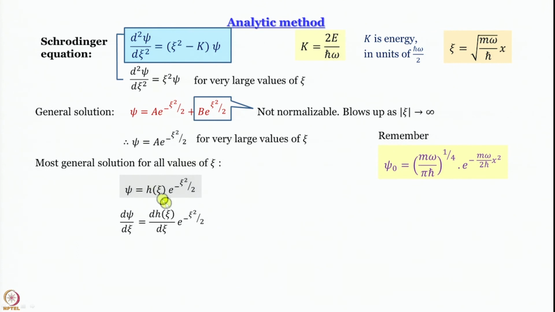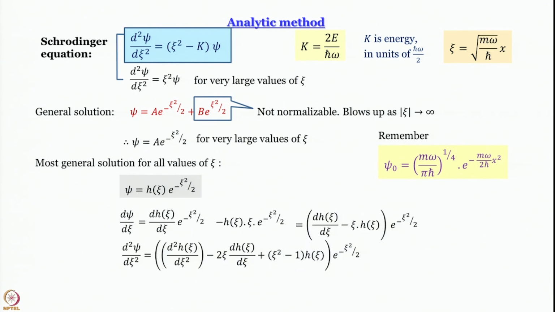What will the second term be? H, which is a function of xi, will remain intact, and it will be multiplied by the derivative of e to the power minus xi square by 2, which will be minus xi multiplied by e to the power minus xi square by 2. So, this is what you will get, minus h of xi multiplied by xi e to the power minus xi square by 2. These are the two terms that we have got for d psi d xi.